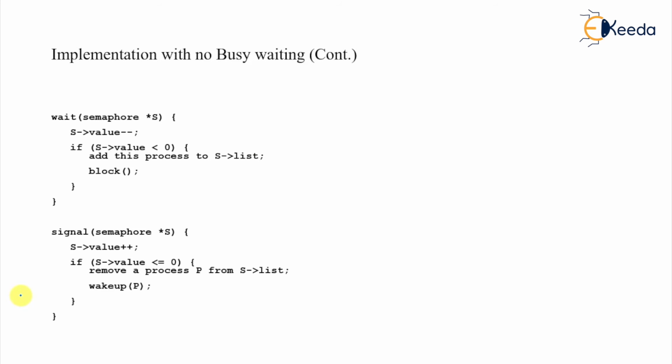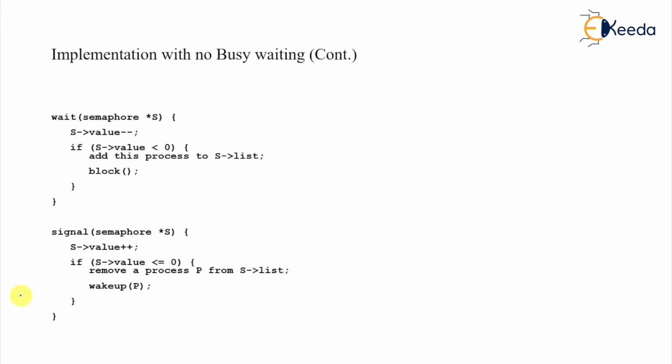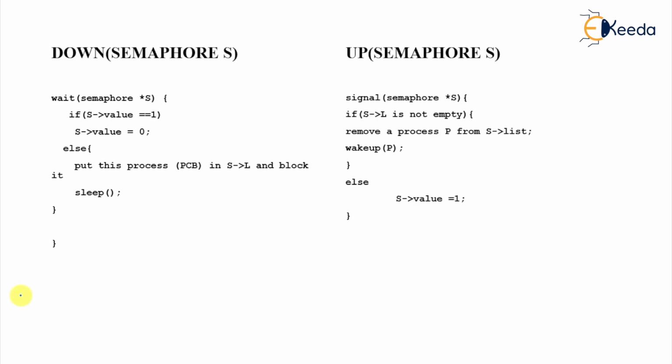Okay, we are done with this. This binary semaphore, we have done this part, I guess. Now here, this is the down operation or up operation, or P, or here V, which is implemented as wait and signal for the binary semaphore.